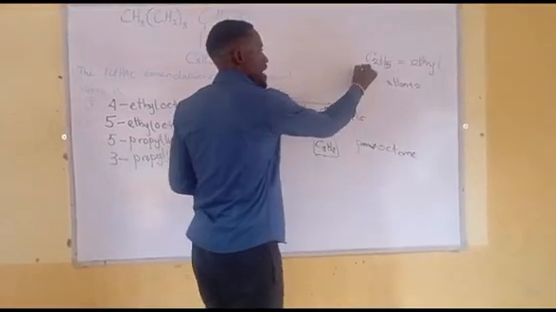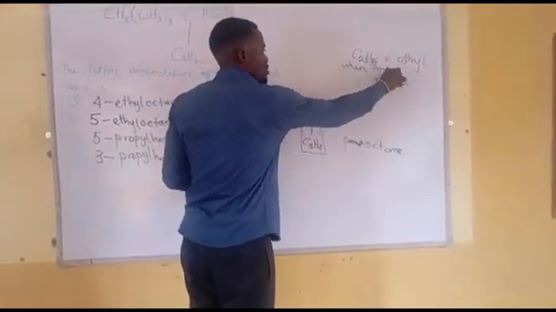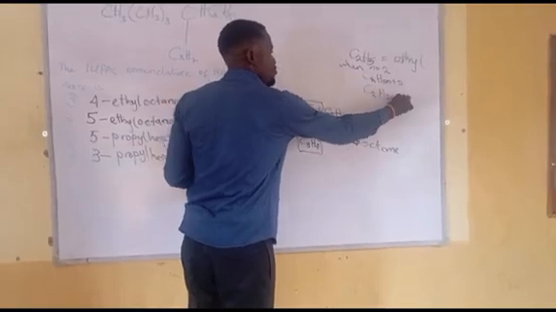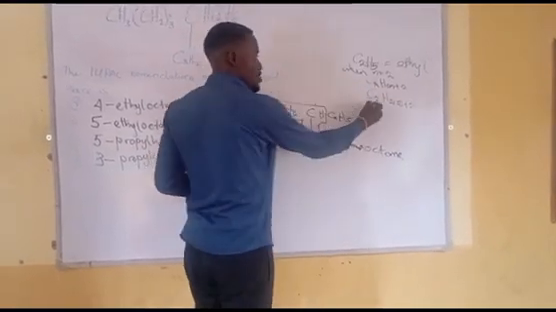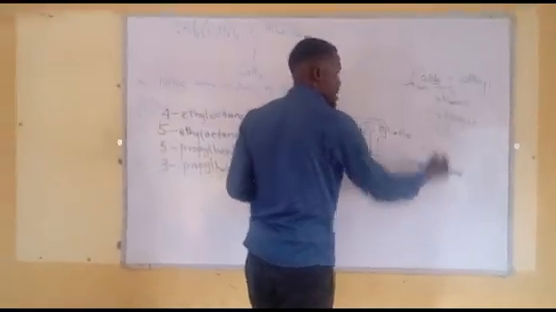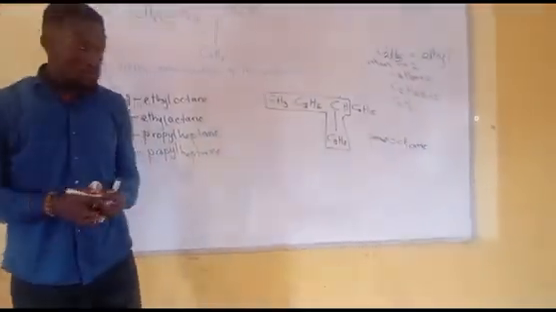So that means when n is 2, we are going to have C2H in bracket 2 times 2 plus 2. So this is going to give me C2H, 2 times 2 is 4, 4 plus 2 is 6. We have C2H6.